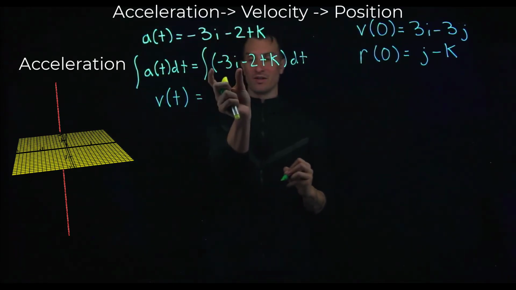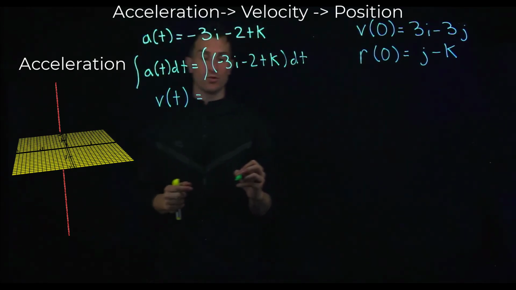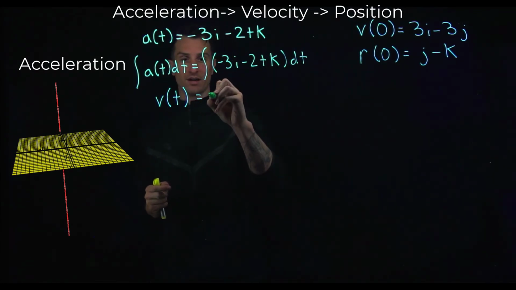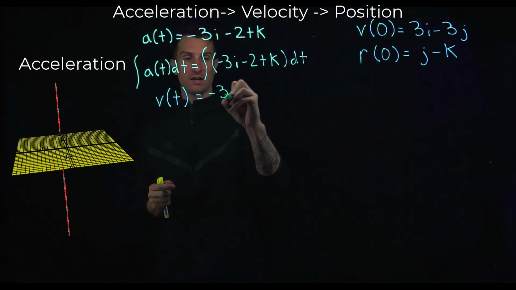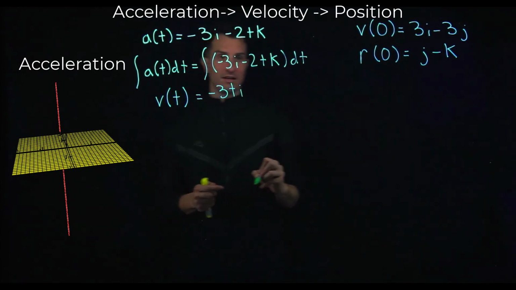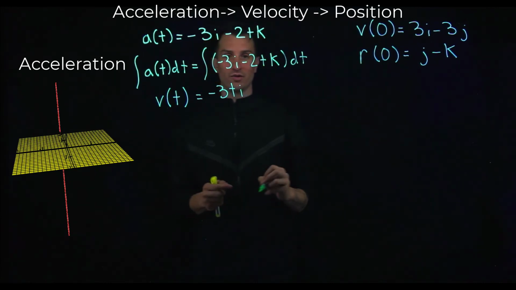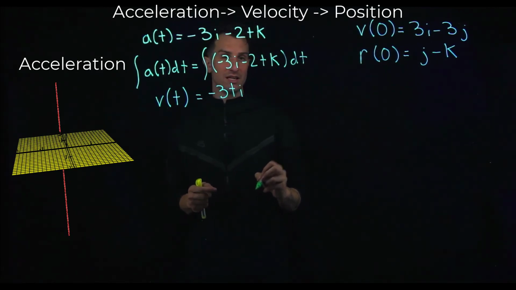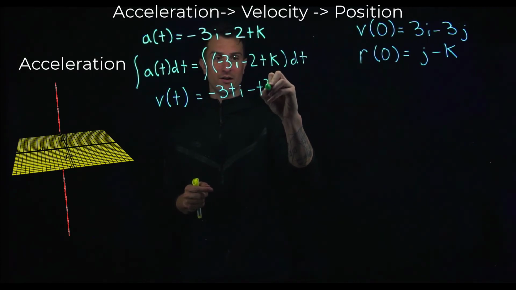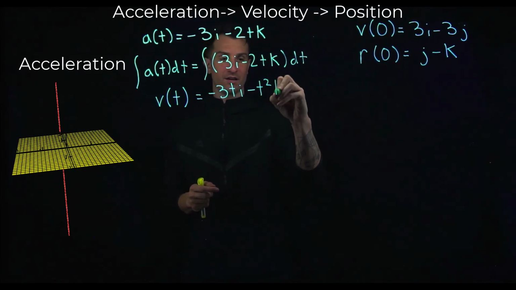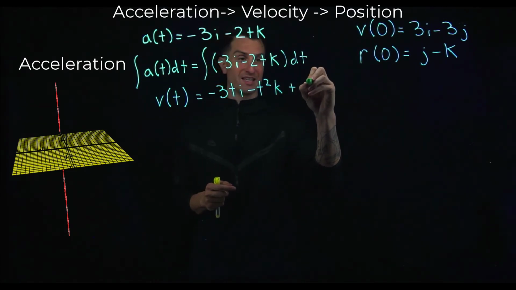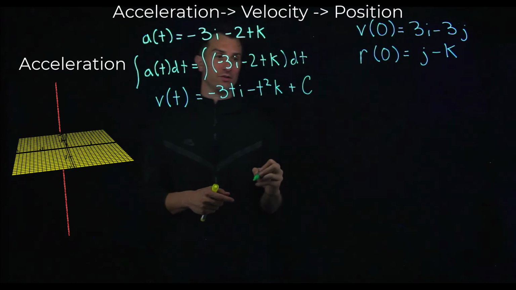And let's think about what's happening here. If we take the antiderivative, or the integral of negative 3, we're going to end up with negative 3ti. And if we take the integral here of minus 2t, we're going to end up with minus t squared. And of course we have k plus a constant c1. We'll just put c, since we're dealing with the entire vector.